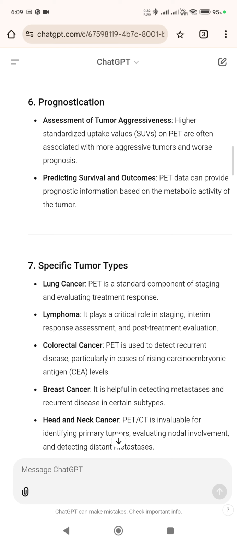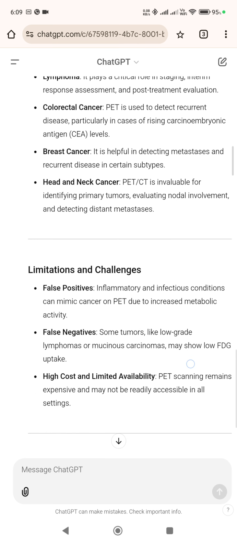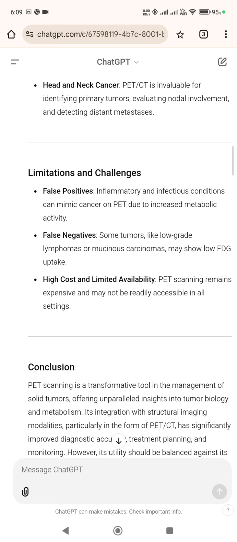7. Specific tumor types. Lung cancer. PET is a standard component of staging and evaluating treatment response. Lymphoma. It plays a critical role in staging, interim response assessment, and post-treatment evaluation. Colorectal cancer. PET is used to detect recurrent disease, particularly in cases of rising carcinoembryonic antigen (CEA) levels. Breast cancer. It is helpful in detecting metastases and recurrent disease in certain subtypes. Head and neck cancer. PET-CT is invaluable for identifying primary tumors, evaluating nodal involvement, and detecting distant metastases.